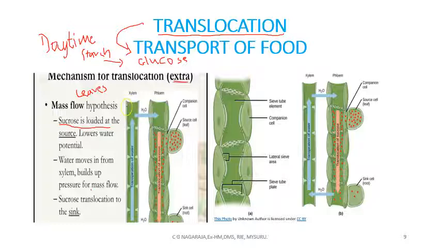That pressure makes the water move from one place to another, and that means they move in bulk. That's called mass flow. They move in a mass, and along with that, sucrose also moves because it is soluble in water. Along with the water molecules, the sucrose molecules also move, and that goes to the sink, which refers to all the cells.